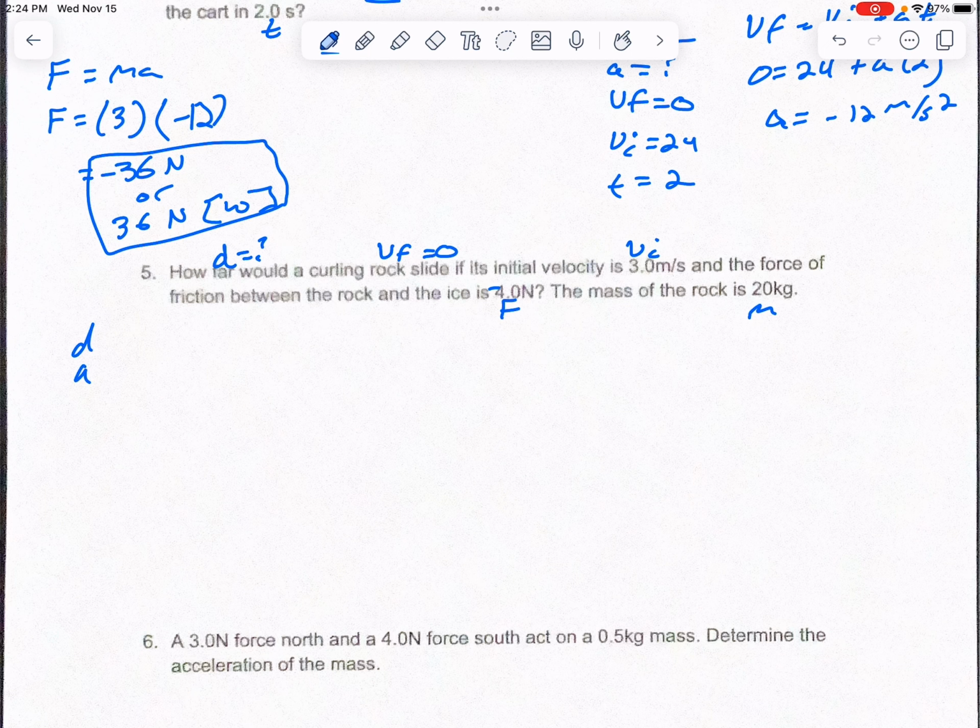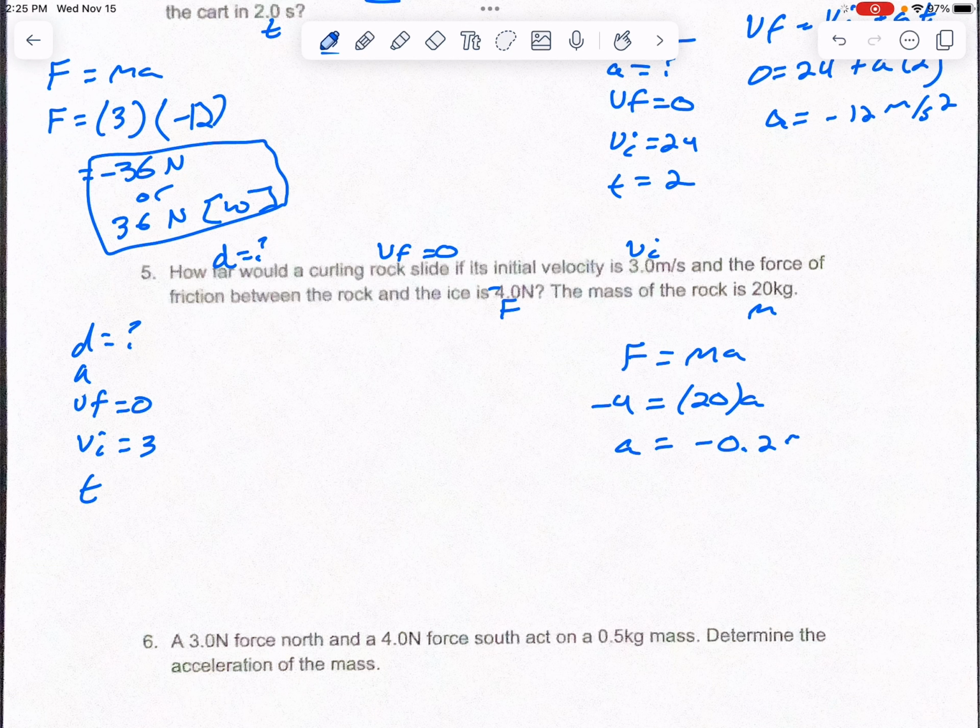So we have to set up DAFYT to see if we can get it. D would be your question mark, VF would be 0, VI would be 3. I don't have time, and I don't have A. So what we're going to do is find A so I can bring it over here, because I have force and I have mass. So F equals MA, so negative 4 equals my mass, which is 20, times A. Divide both sides by 20, and you get an acceleration of negative 0.2 meters per second squared.